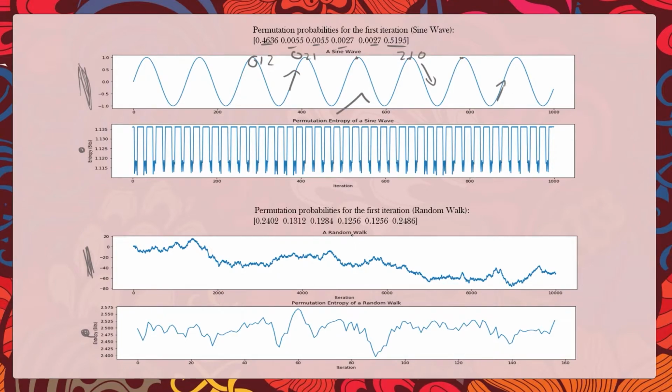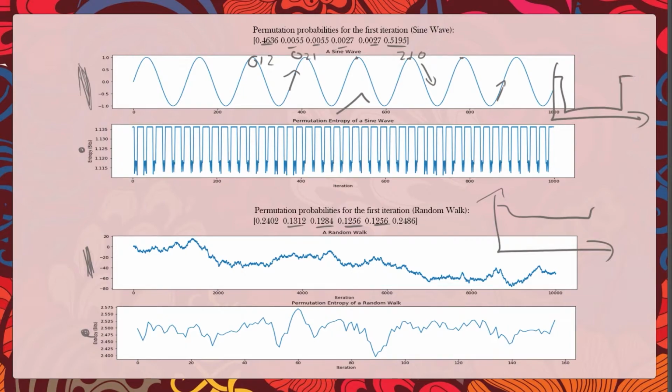Meanwhile, for a random walk, we have a much higher chance of these middle permutations occurring, which means we get a much flatter probability distribution compared to what we do up here, where it's pretty much flat like that, which is reflected in the entropy calculation. So you can see that the entropy for a random walk is much higher than that for the sine wave, which is much more structured, which means there is a higher level of surprise in a random walk compared to that of a sine wave.